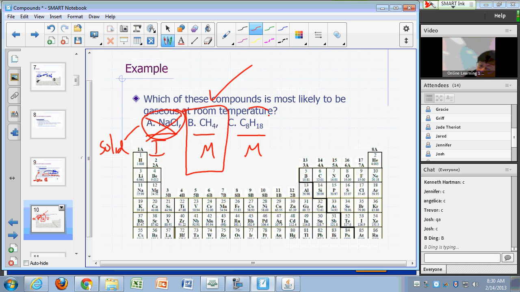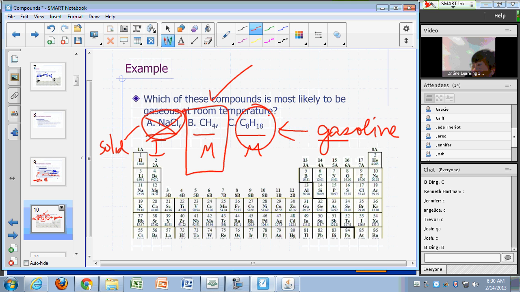C8H18 is in fact what you call gasoline. It's called gas because it's short for gasoline, but it's actually a liquid at room temperature. C8H18 is a compound called octane. That's what you find in gasoline. That's a liquid at room temperature.